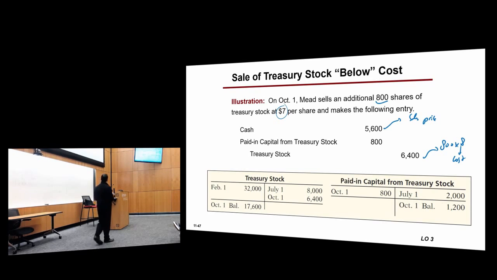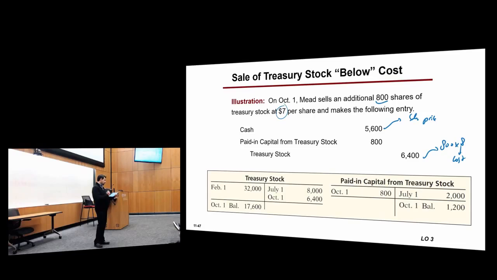The third part will be the difference between the two, which in this case is a debit to paid-in capital from treasury stock. It's decreasing paid-in capital from treasury stock. So basically, we took part of the paid-in capital and decreased that amount from treasury stock. Any questions about this?